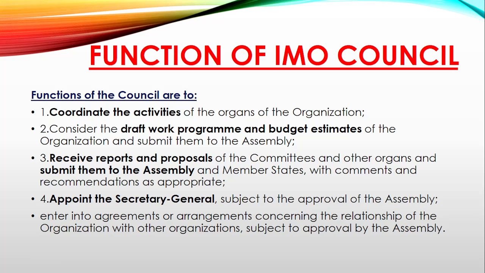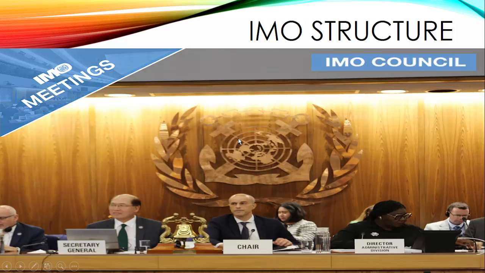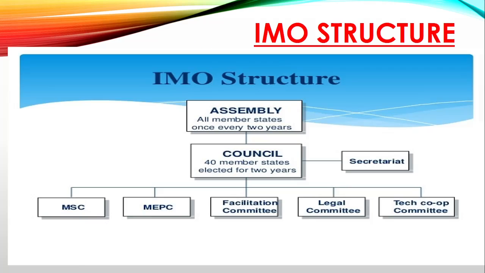Now let's see the function of the council. So basically, what is the function of the council? When the assembly is not meeting for a period of 2 years, in that time the council is overseeing all the work between the committees. As you can see in this chart, the assembly consists of all member states. It meets once or twice a year. After that comes the council, which consists of 40 member states, elected for 2 years. That council supervises the whole work for a period of 2 years between these 5 committees.